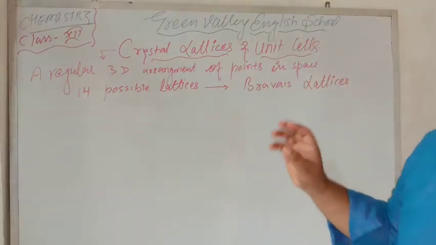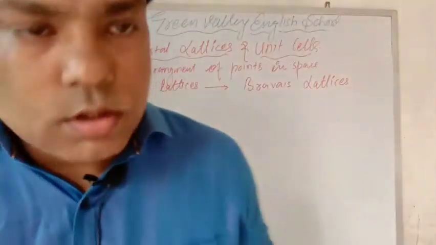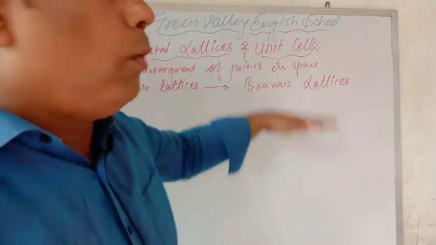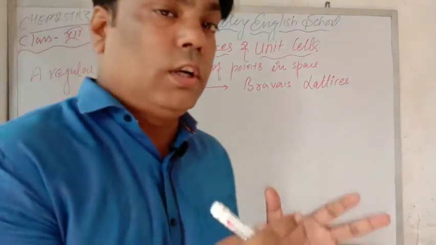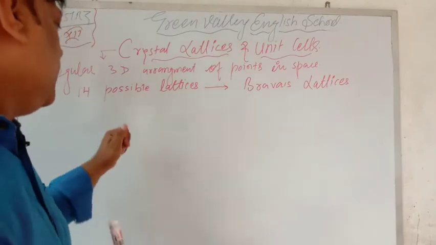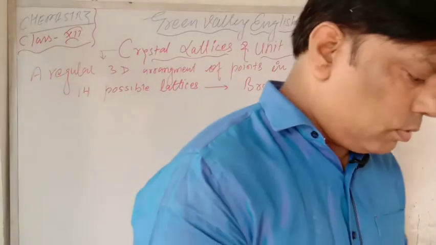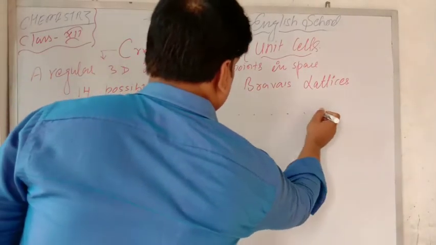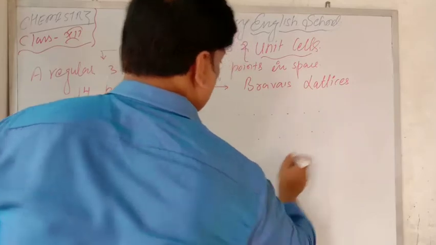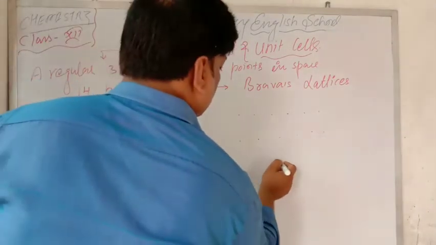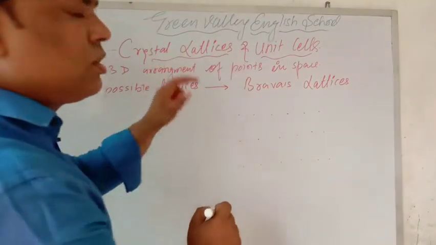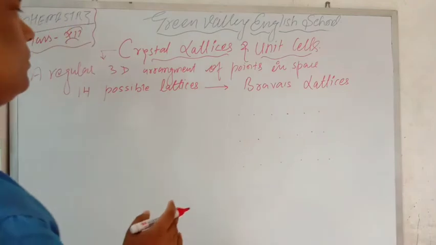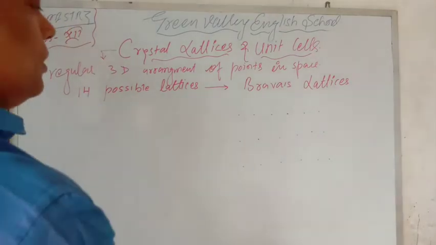First of all, what is a crystal lattice? A crystal lattice is a regular 3D arrangement of points in space. You can understand it like this: suppose these are a regular arrangement. 3D means three-dimensional, and a three-dimensional regular arrangement is called a crystal lattice. So these are the 3D.